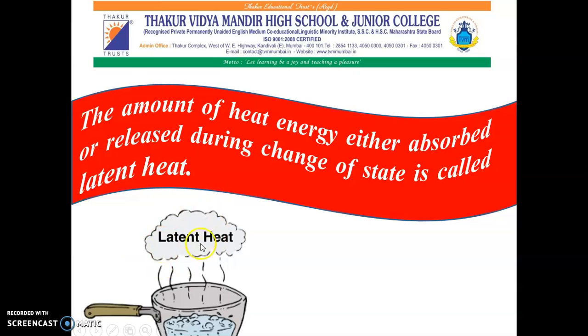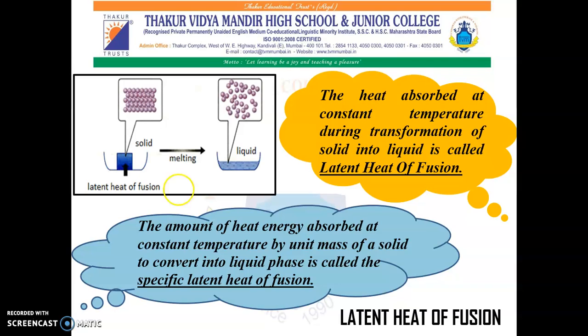So in general, we can say the amount of the heat energy that is either absorbed or released during the change of the state is called latent heat. And the heat absorbed at the constant temperature during transformation of solid into liquid is called latent heat of fusion, as we have seen earlier also. And the amount of the heat energy absorbed at the constant temperature by unit mass of solid to convert into liquid phase is called the specific latent heat of fusion.